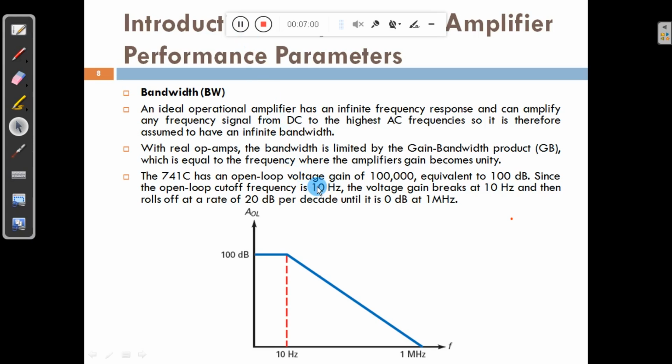Before moving to the slew rate, let me explain bandwidth. Bandwidth is normally expressed in terms of frequency and gain in decibels. So it is the range over which the particular amplifier works. In the diagram you can see the y-axis shows the gain, open loop gain, and the x-axis shows the frequency, and as the frequency increases the gain decreases.